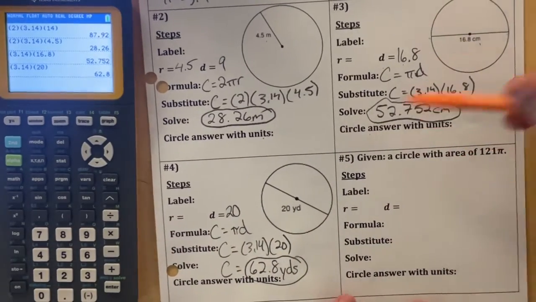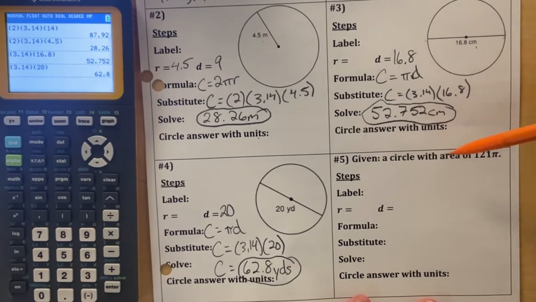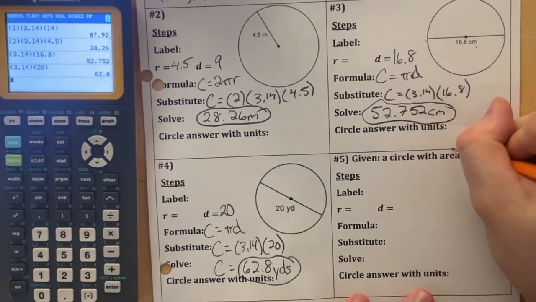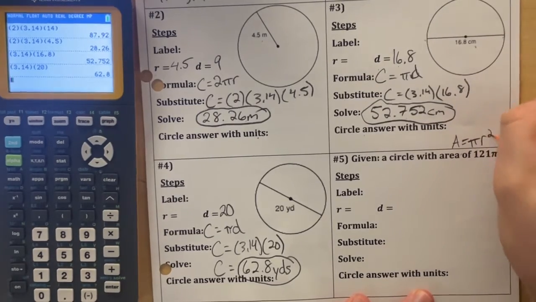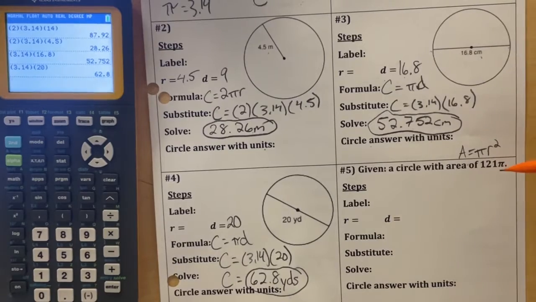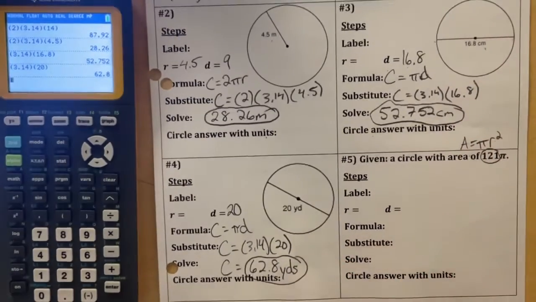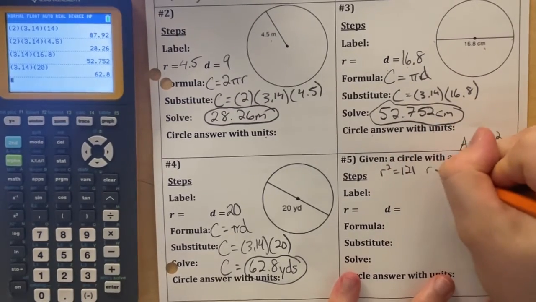And then lastly, a little bit trickier one, but it gives us a statement. It says, given a circle with an area of 121 pi. So what does that tell us? Well, we know that the area is equal to pi times the radius squared. And so how can we break this apart? Well, it says radius squared, so that means this value is the radius squared. So if r squared is 121, what would the radius be?